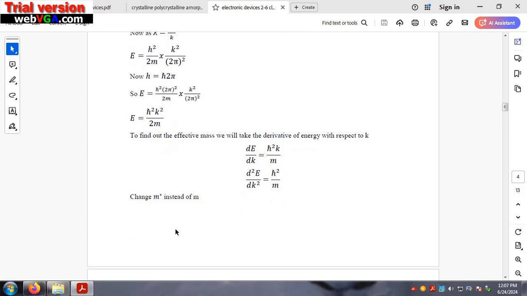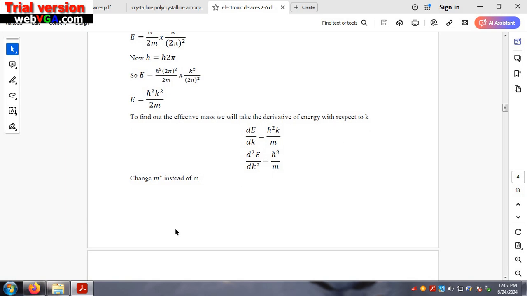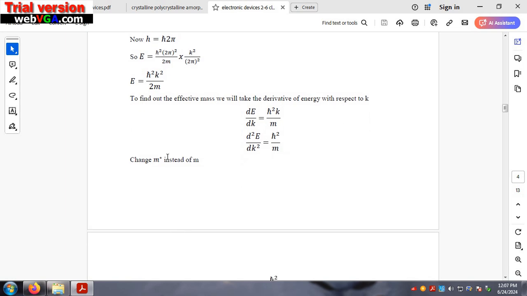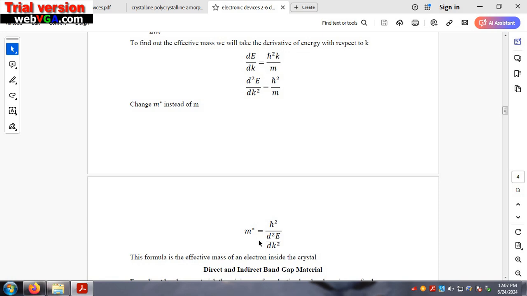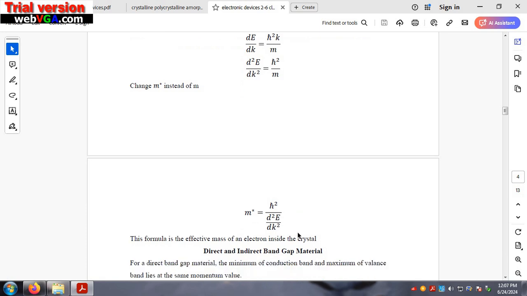Now here the m is changed. Instead of that m, we are now using m asterisk, which is nothing but the effective mass. Then from this equation we can write m asterisk will be equal to reduced Planck constant square by d square E by dk square. This is the formula for the effective mass of an electron inside the crystal.